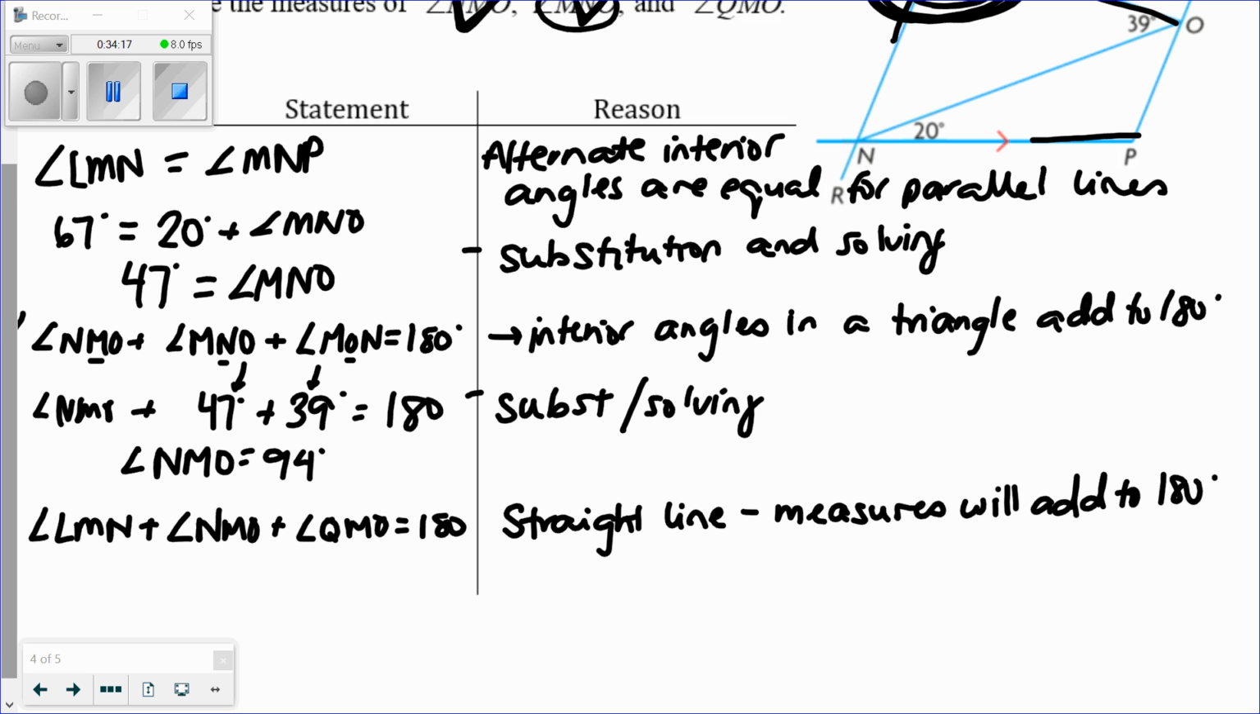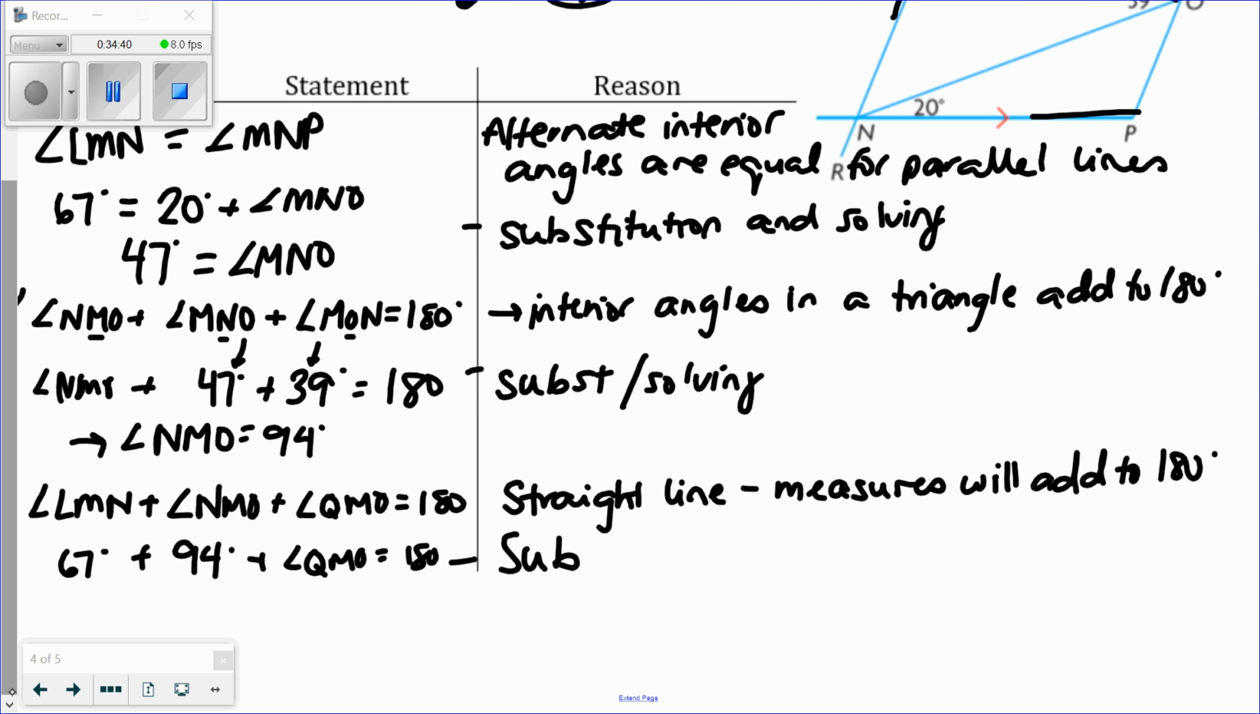So again, substituting in the known values that we have. So we did have LMN, so that's the one we were originally given, that's 67 degrees. NMO we figured out right here, that's 94 degrees. QMO is our last unknown. So now subtracting 67 and 94 from 180, we get the angle at QMO equal to 19 degrees. Sorry, I was just looking, that looked wrong, but I think it's right.